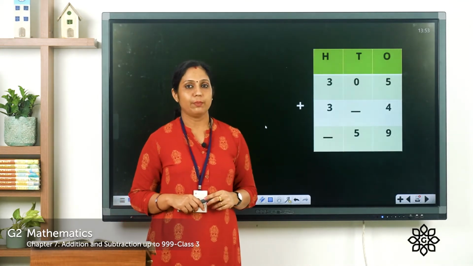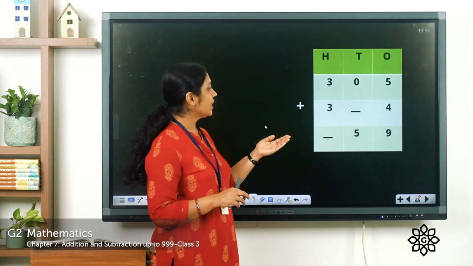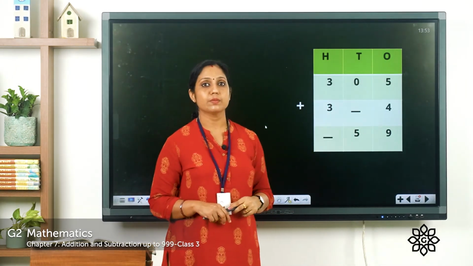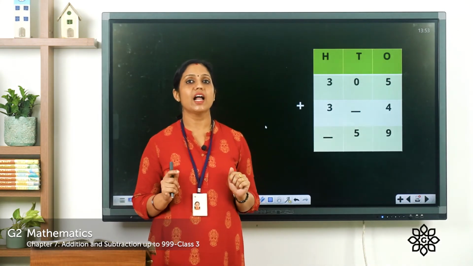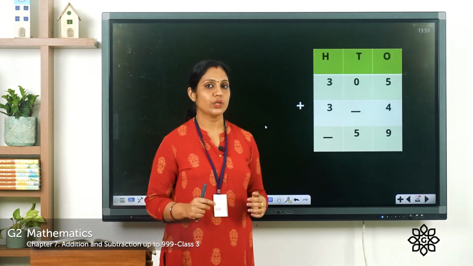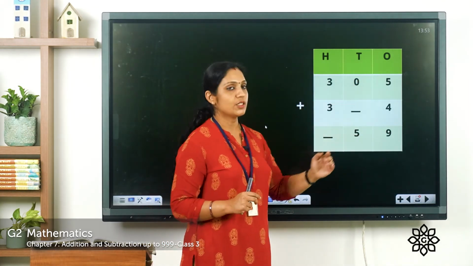Let's do one more example. Here we have 305 in the first number, and in the second number you can see a number is missing in the tens place, and in the answer you can see a number is missing in the hundreds place. So when you get like this, what you have to do? Let's check the ones place. 5 plus 4, 9 is already given.